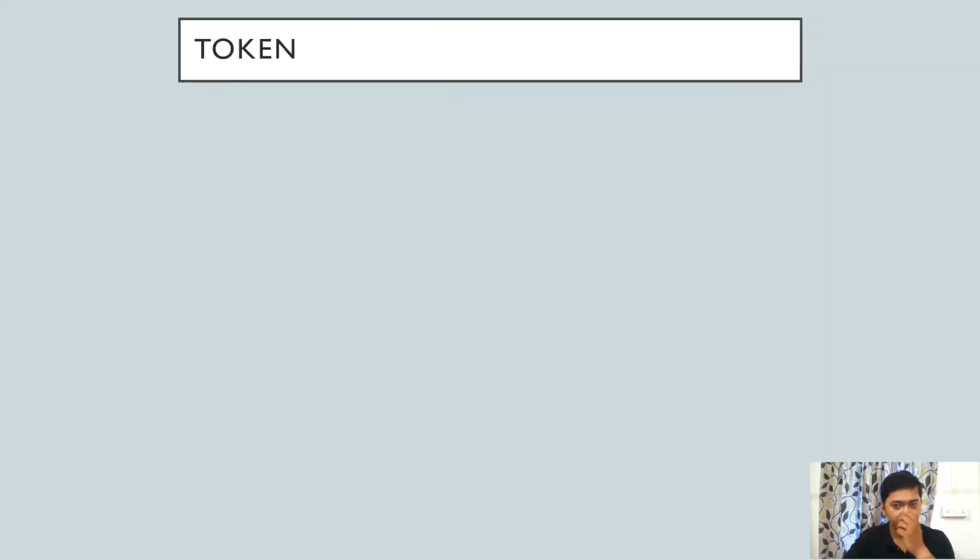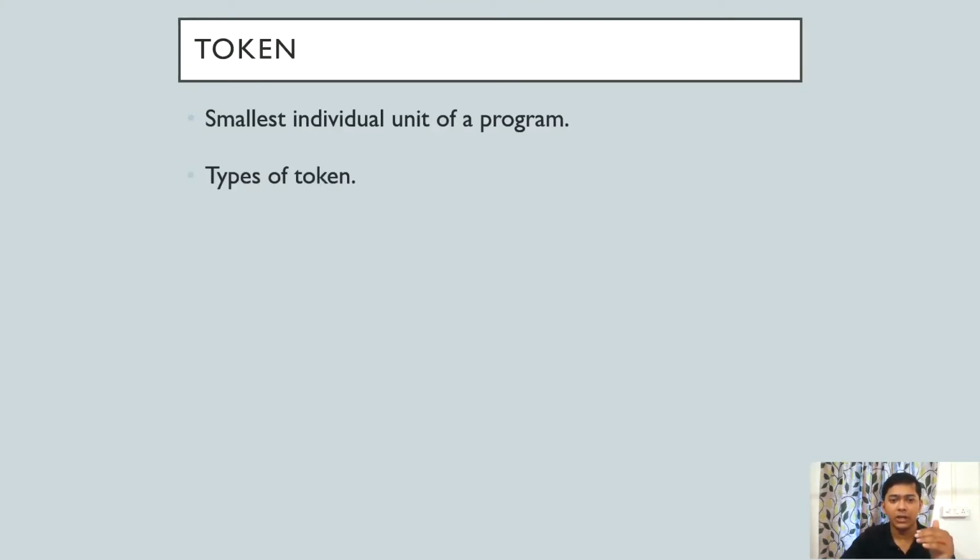Okay, then token. Token means the smallest individual unit of a program. If we divide a program into small chunks or pieces, and we get a piece which we cannot divide further, we'll call it a token. Okay, there are several types of token in C programming.